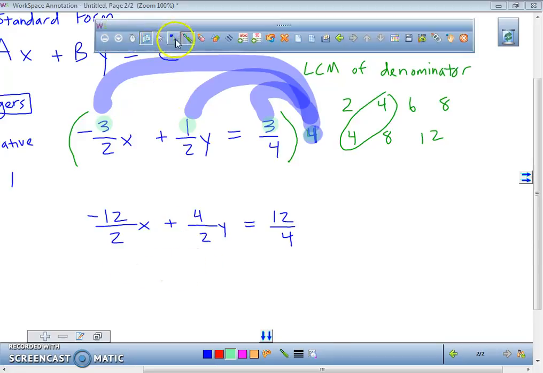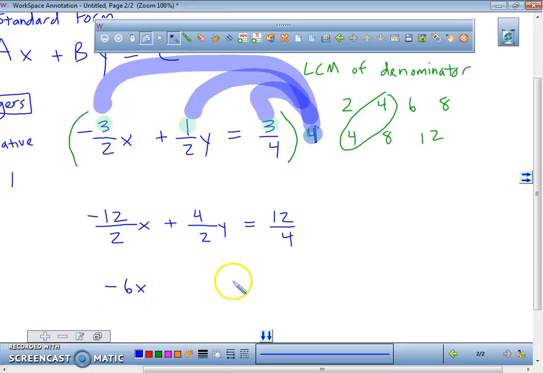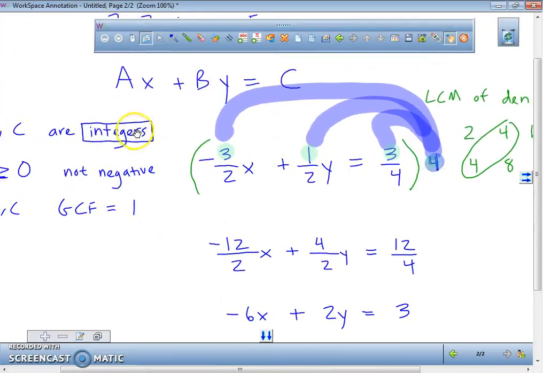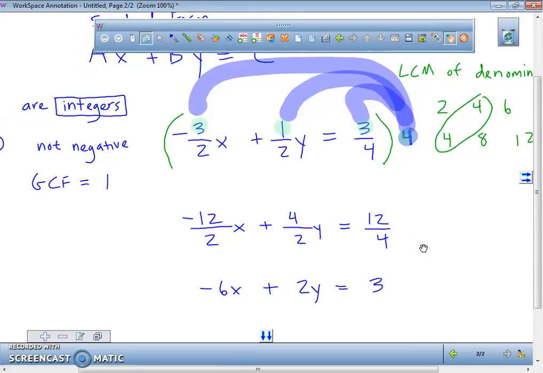Okay, good. So, what's -12 divided by 2? -6x. Perfect. Plus, you got this? 2y. Good. Equals. That's right, 3. Very good. So now my A value, my B value and my C value are all considered to be what? Integers. So the first thing you want to do when changing things to standard form is make sure everything is in the form of integers. Your A, B, and C are integers.